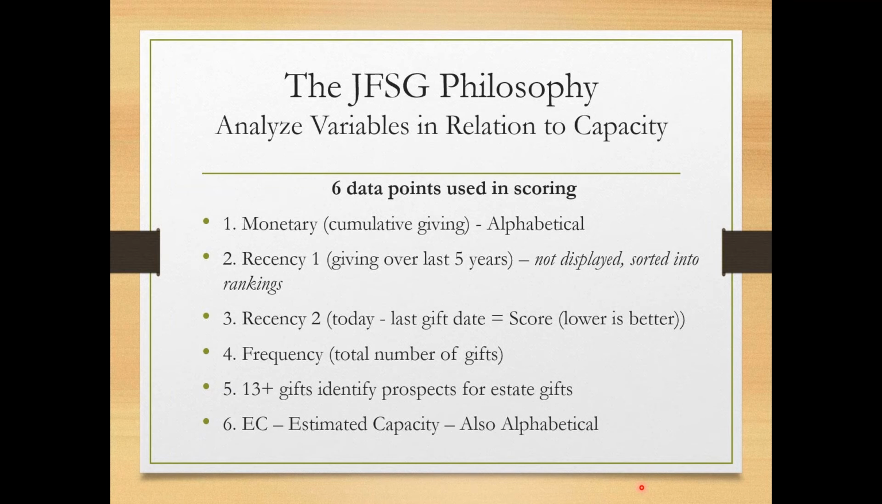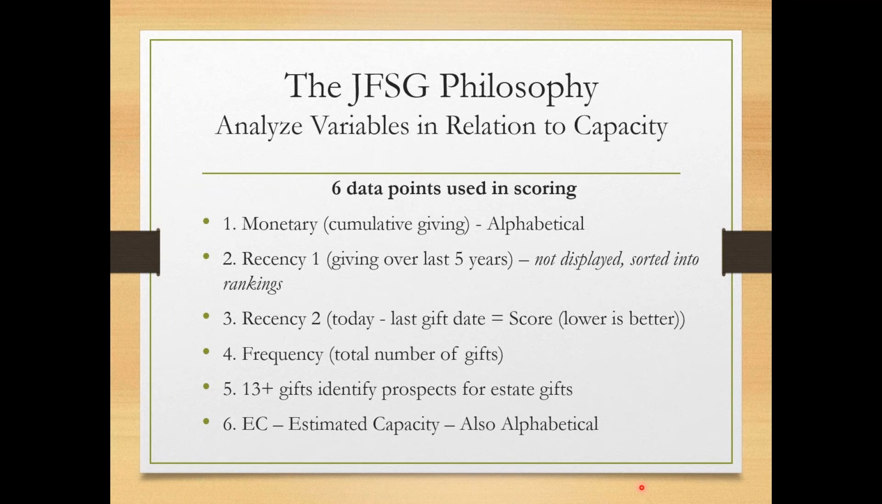So some of the data points that we're talking about right now, these variables, are the monetary giving. The monetary giving, that's cumulative giving, okay? And we're going to give that an alphabetical rating. We're also, and we've done this for years, looking at the recency of giving over the last 5 years as well as the date of their last gift. And these two recency numbers are going to be factored into this overall picture we're doing.